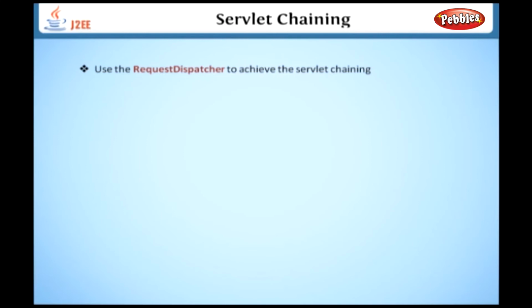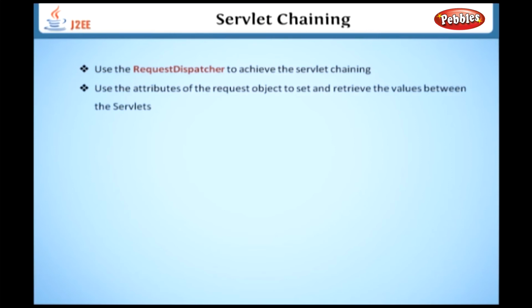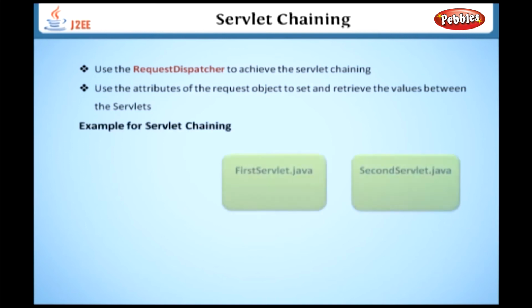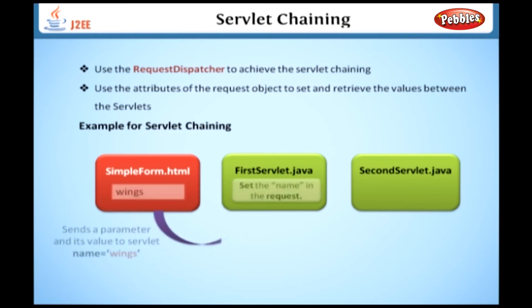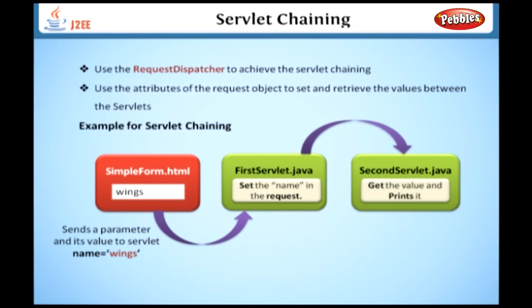Generally, we can use the request dispatcher to achieve servlet chaining. We can use the attributes of the request object to set and retrieve values between the servlets. Let us see an example that implements servlet chaining. In this example, we have two servlets, i.e., FirstServlet and SecondServlet, and a simple HTML form. In the first servlet, we retrieve the name from the request parameter that was sent by the simple form, set the name in the request object, and send the request to the next servlet, where we will get the value and print it in the browser.